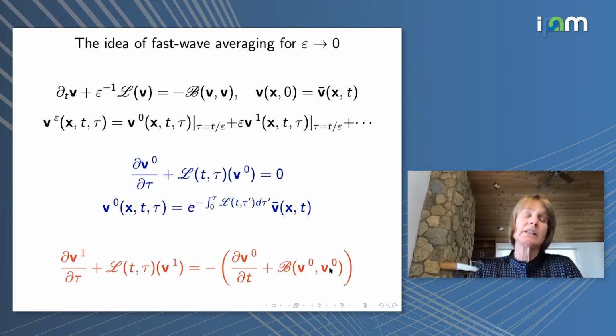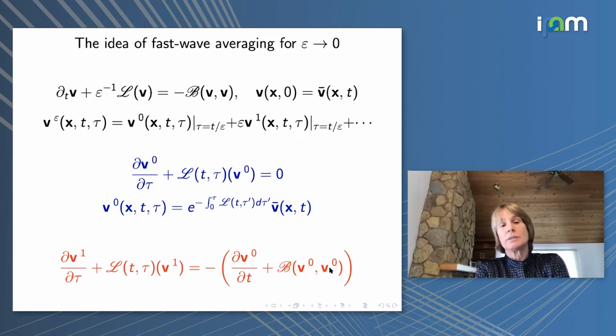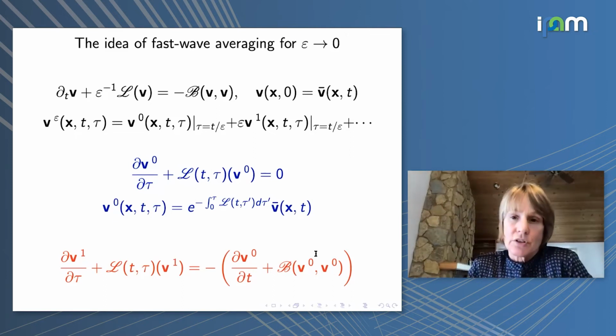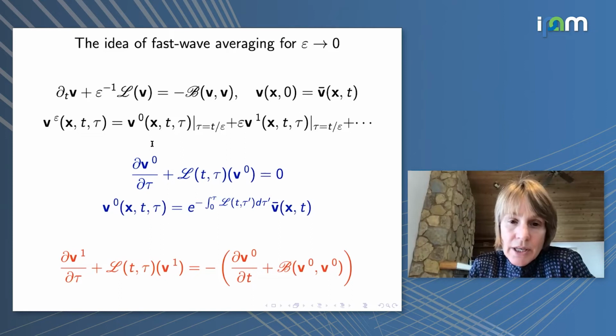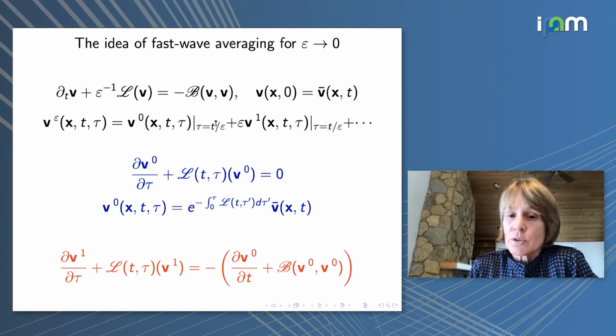Okay, so what's the idea? What's the technique we're going to use? It's called fast wave averaging. And again, we're taking the limiting dynamics here for both Rossby and Froude going to 0. The idea is to take advantage of this small parameter and write down a two time scale perturbation expansion where there is a new time scale tau, which is t over epsilon. So when t is order epsilon, then tau is order 1. And when t is order 1, then tau is going to infinity.